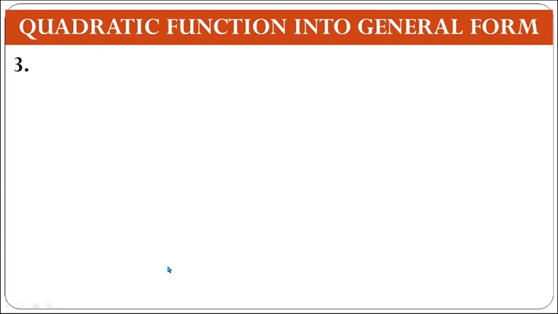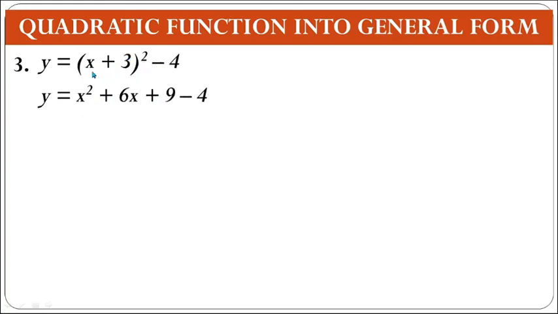Another, we have y is equal to the square of x plus 3 minus 4. Again, when we get the square of x plus 3, the product is x squared plus 6x plus 9, then copy minus 4 and simplify our constant. So, x squared plus 6x plus 5.